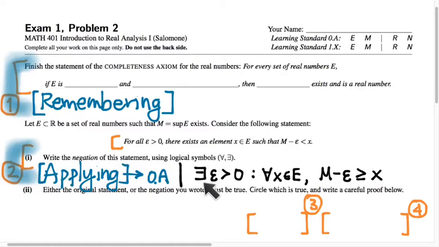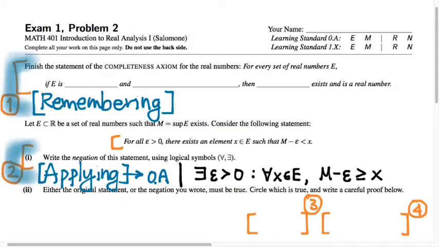So once we finish this applying task, we now have two statements. For all epsilon, there exists an x such that m minus epsilon is less than x. The negation is there exists an epsilon such that for all x in E, m minus epsilon is greater than or equal to x. So there are the two statements, and then in task number 3, you're being asked to circle which one of these two statements is true.